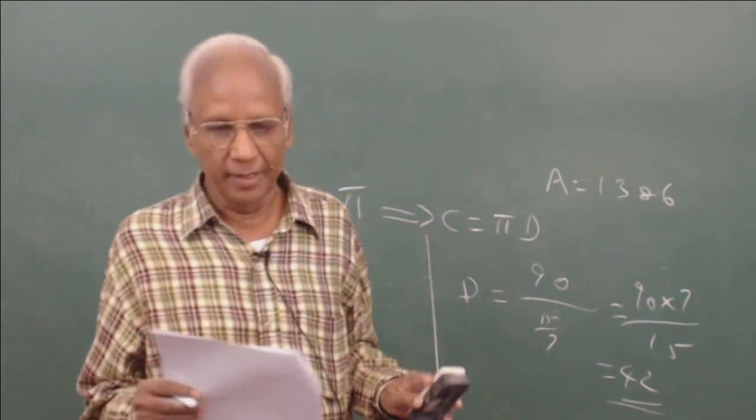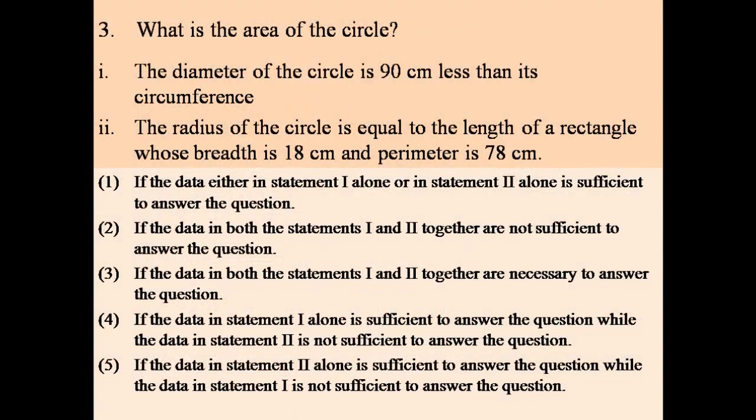That finishes this. Now don't stop here again. As I told you, statement 1 alone, whether it gives or not, we cannot stop there. We have to think of statement 2 also, forgetting statement 1 for the present. Now let us leave statement 1. Let us go to statement 2. The radius of the circle is equal to the length of a rectangle whose breadth is 18 centimeters and perimeter is 78 centimeters. So totally a different type of information is given. Let us look at that also.